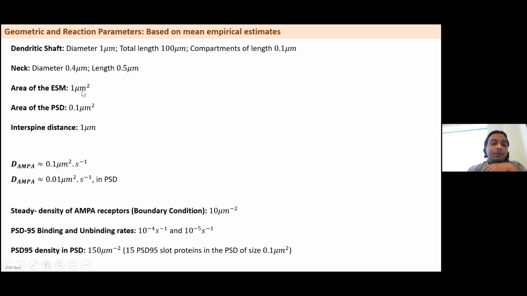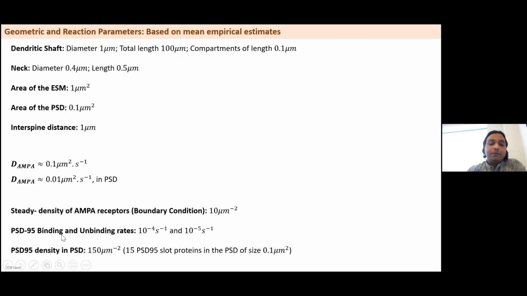The area of the ESM and the PSD is also identical for all the spines: the area of the ESM is 1 micrometer and the PSD is 1/10 of the membrane area, and the interspine distance is 1 micrometer. The diffusion coefficient I have already mentioned, and the steady density of the AMPA receptors at the boundary condition, which I'm considering, is 10 per unit micrometer square area.